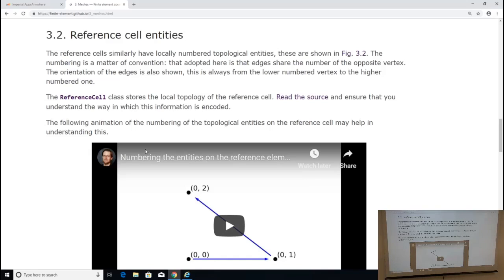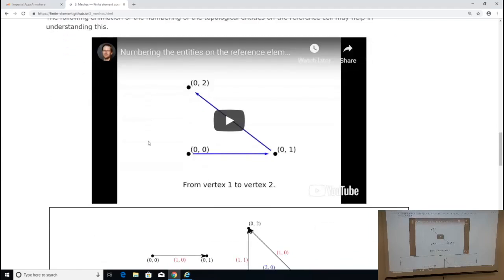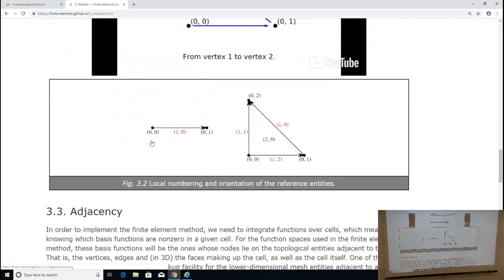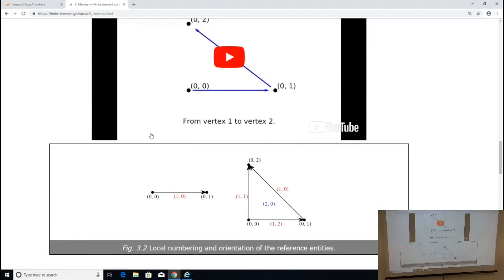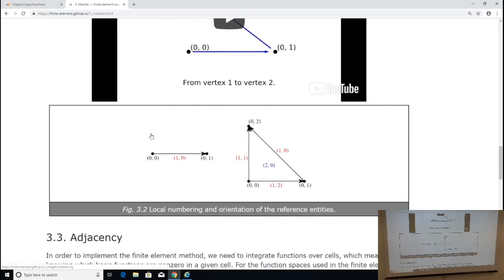And the reference cell topologies, there's an animation there which you can watch in your own time. I won't skip to that now. The reference cell topologies are, in the first instance, quite simple, but in the second instance, introduce us to the concept of orientation. And that turns out to be very important.